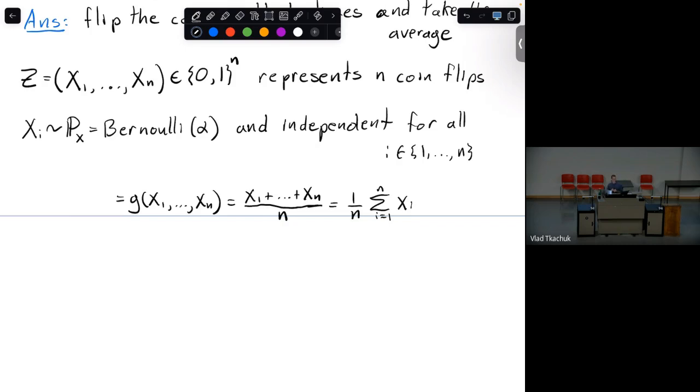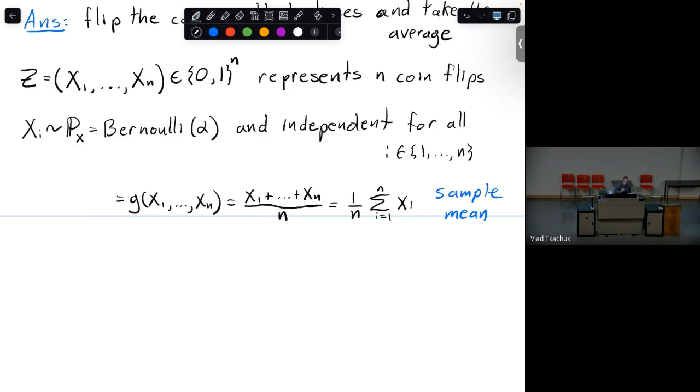Okay, so this thing has a name. This is the name we're going to use for it throughout the course as well. This is called the sample mean. We're trying to estimate the mean, that is the expected value, the same thing, based on samples. Here it's n samples. Let me just write one more thing, and I'll take the question.